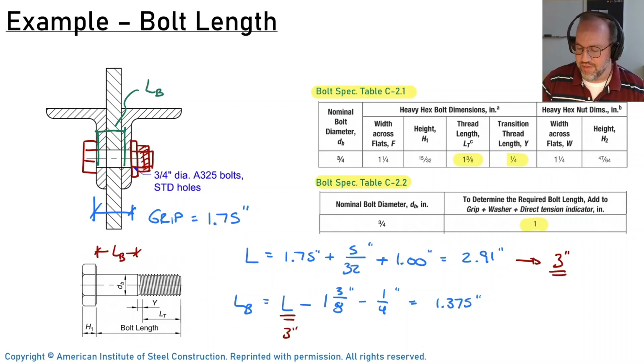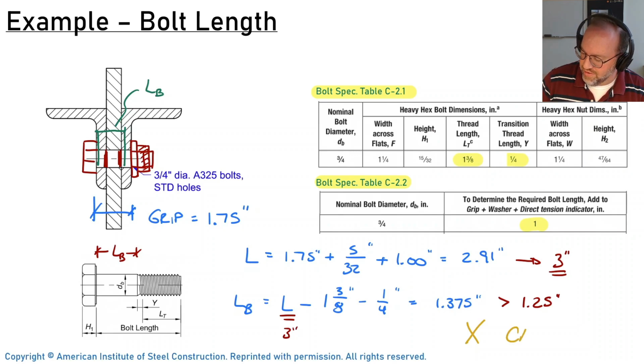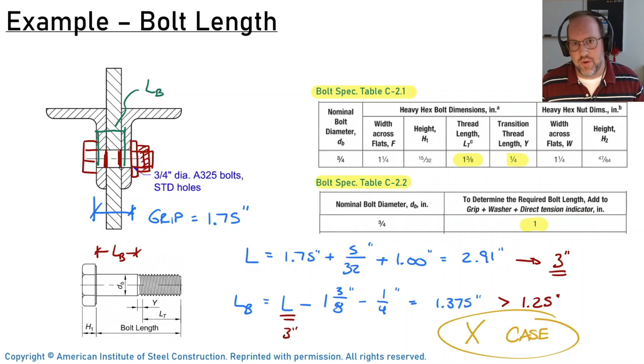And therefore we can see that is past all of our shear interfaces. So our first shear interface happens right here. That's a 1/2 inch from the head. And then our second shear interface happens right here. That's 1.25 inches past the head. So because this is greater than 1.25, all of my interfaces are excluded from the shear plane. So therefore we are in the X case for our threads. So knowing that, now we can continue on and get a capacity.